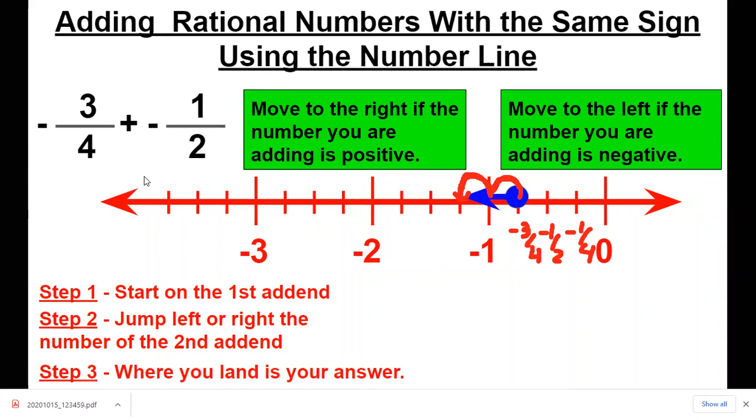And then step 3, where you land is your answer. So what is this number that we landed on? What is that right there? Do you know? It's going to be greater than -1, right? -1 1/4. There it is, -1 1/4. So that is the answer.